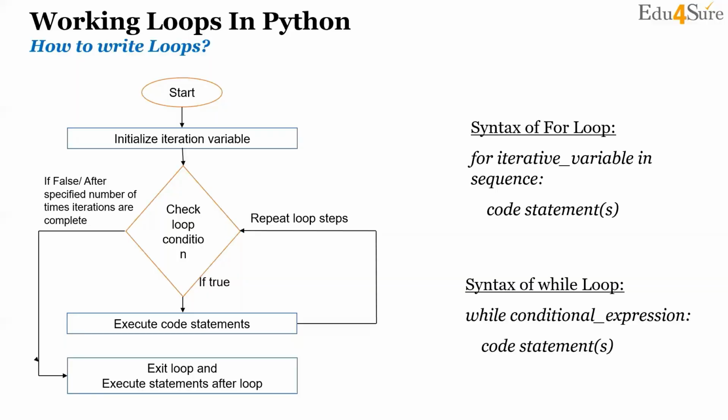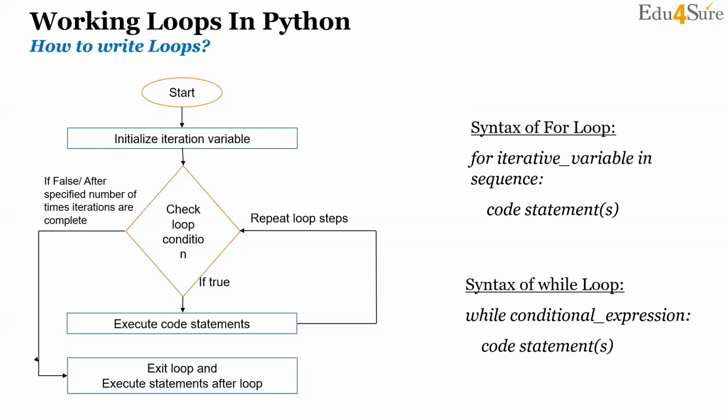Now, let us quickly see how loops work in Python. At the start of the program, we need to initialize an iteration variable. This iteration variable is the one which helps us to iterate through a given sequence, that is a list, an array, or a tuple. Next, we need to check for the looping condition. If this condition evaluates to be true, then the code statements given under the for or the while loop are executed and the steps of the loop are repeated.